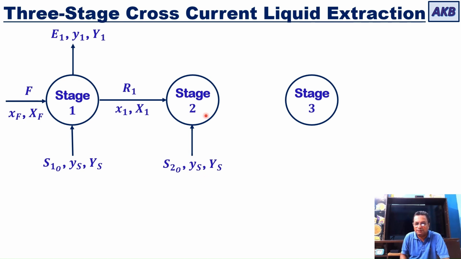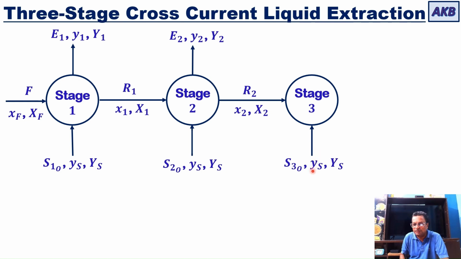So at the end of operation in stage 2, raffinate phase will come out. It will contain all A in it, and then it will be sent to stage number 3. Extract phase will come out of it. Extract phase will contain all B in it. All B will remain in the extract phase, whereas all A goes in the raffinate phase. Raffinate phase from stage number 2 is sent to stage number 3, where it is again contacted with a fresh batch of solvent.